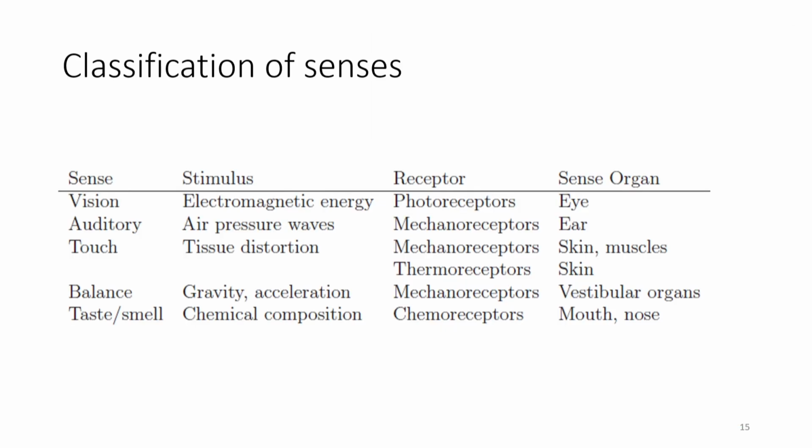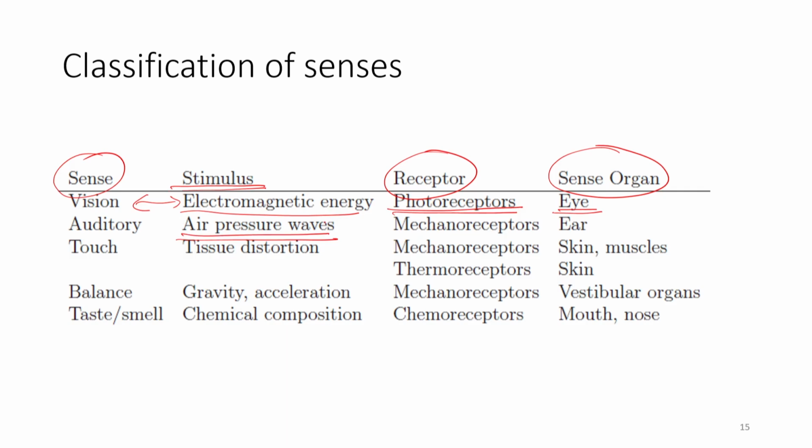Now, we can look at what kind of receptors and sense organs correspond to these senses and what kind of energy is associated with each sense. If you think of vision, vision is relying on light, which is actually a form of electromagnetic energy, and the receptors we use are photoreceptors, which are in our eye. If you think of our auditory sense, there we are using the pressure waves in the air, and for that we have mechanoreceptors in our ear which are helping us sense these sounds.